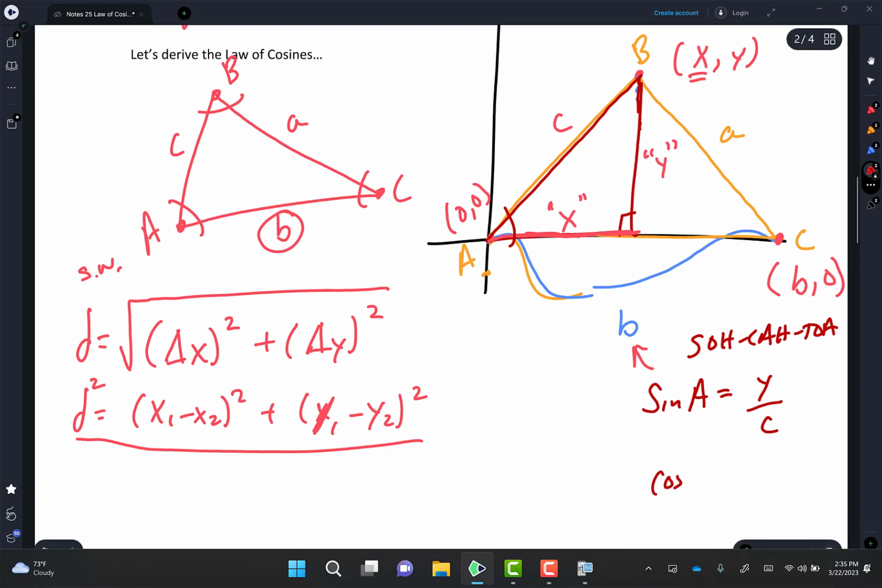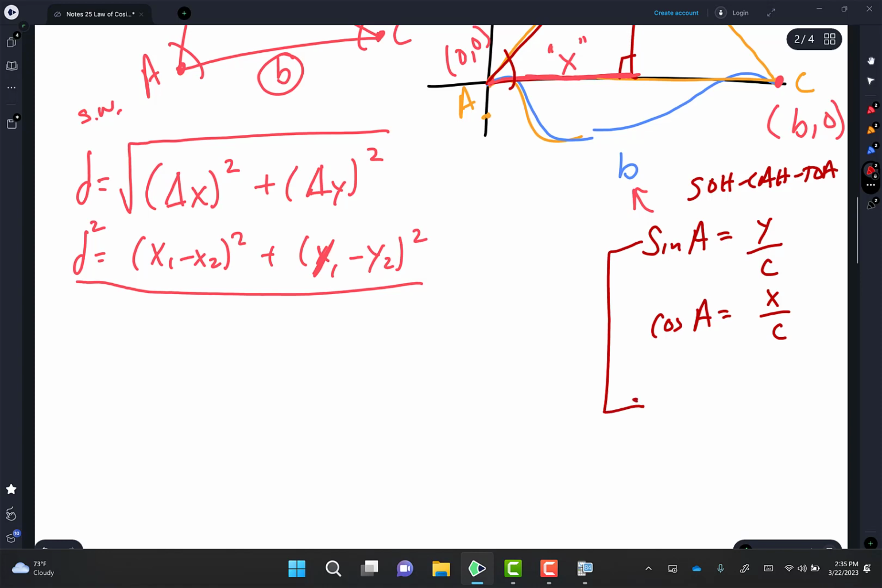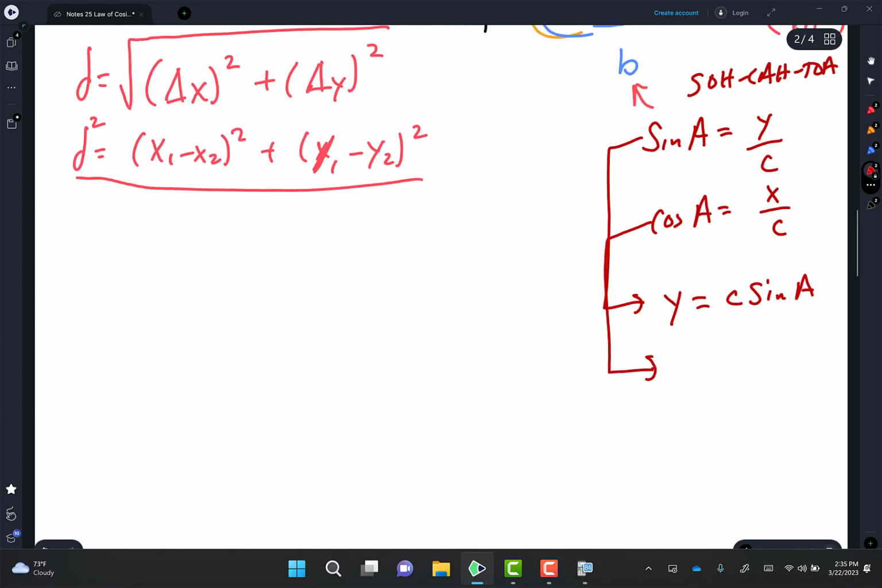And I'm going to write cosine of angle A is equal to adjacent, which is just some x, divided by the hypotenuse, which again is C. Are we okay so far? From that, if I multiply both sides by C, I can get that y equals C sine A. And if I do the same thing with cosine, I can get x by itself, which is going to be C cosine A. Are we still okay?